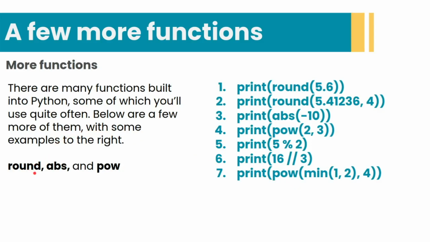The first one is rounding, which rounds a number to a particular decimal place. This is absolute value, which tells you how far a number is away from 0. And then we have power, which is just another way to do exponents, we saw with the operators. Okay, so let's take a look at this and see if we can figure out what these do. So this first one, print round 5.6.